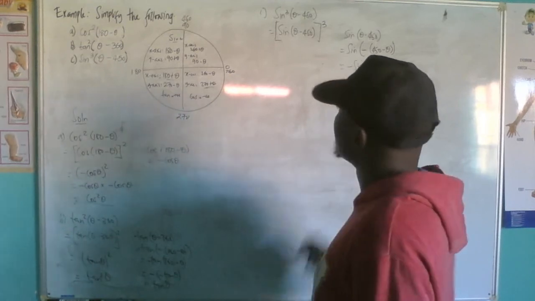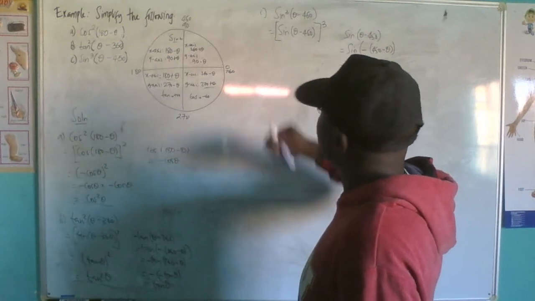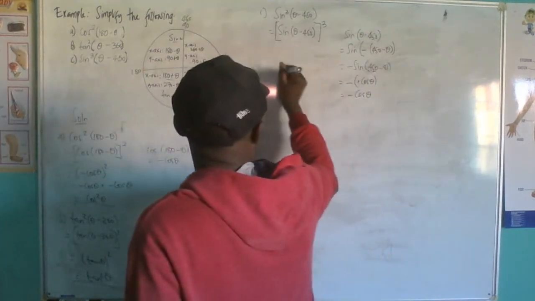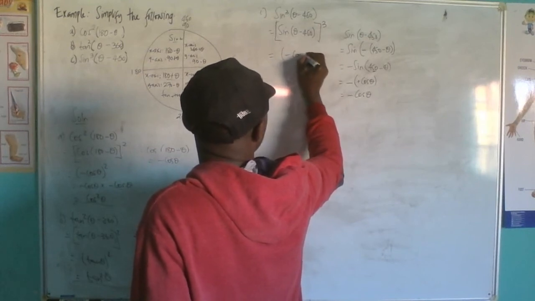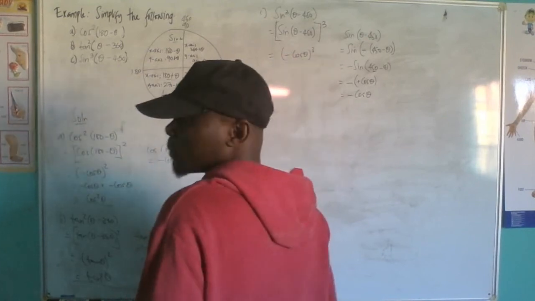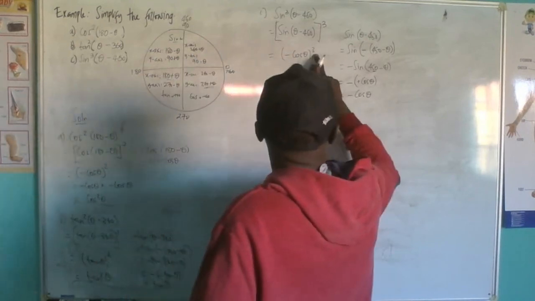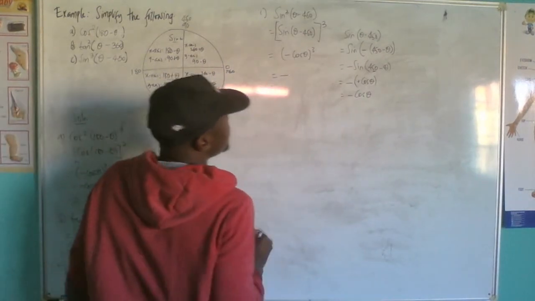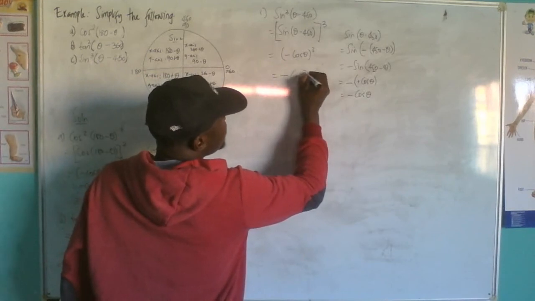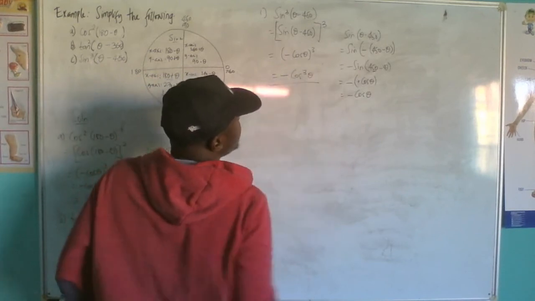Then this equals negative cos theta. So I'll take the negative cos theta, place it where we have that expression. So this is equal to open brackets minus cos theta cubed. What does cube do? Cube will leave the negative there, so it will still be negative cos cubed theta. And that is your answer right there.